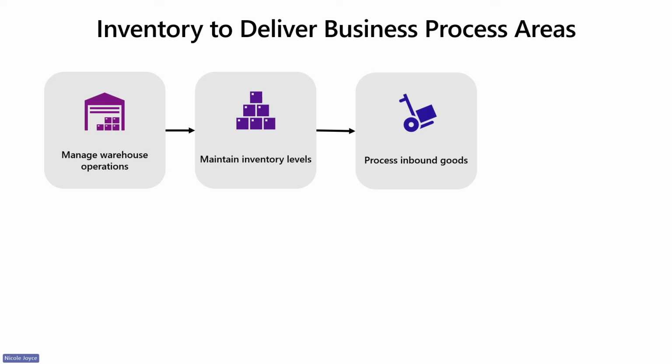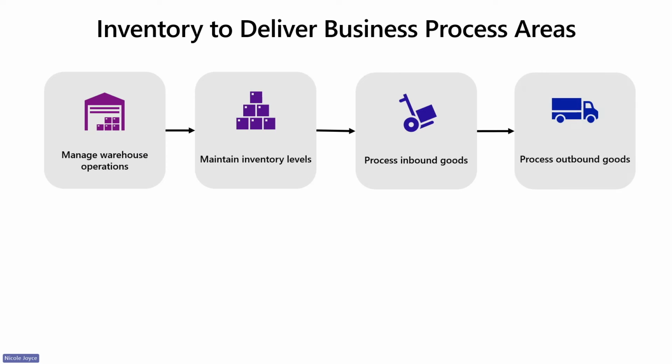Next up, we have the process inbound goods area. So this area involves receiving, inspecting, and processing incoming inventory. It includes tracking incoming shipments, managing the receipt of goods, and generating put-away plans for items. In addition to purchase order and transfer order receipts, it also includes the handling of customer return orders, which are also an inbound activity.